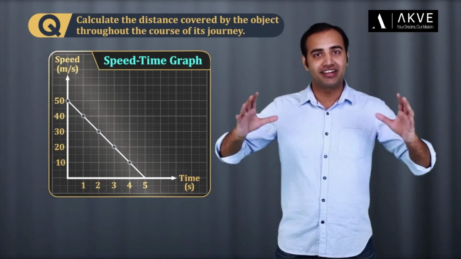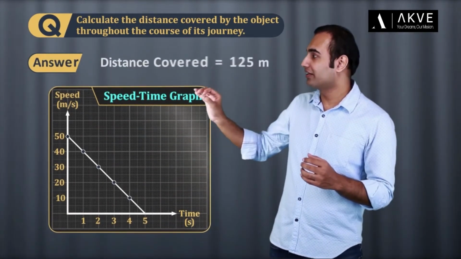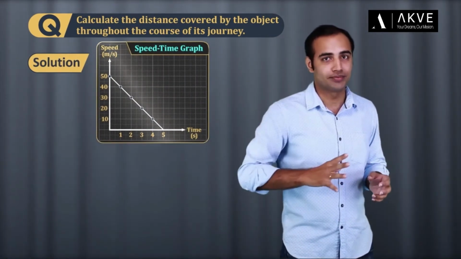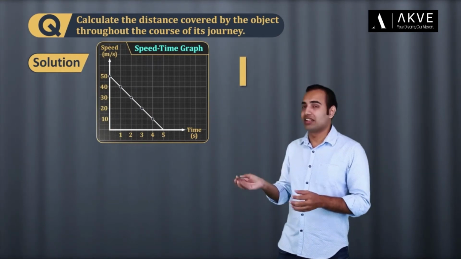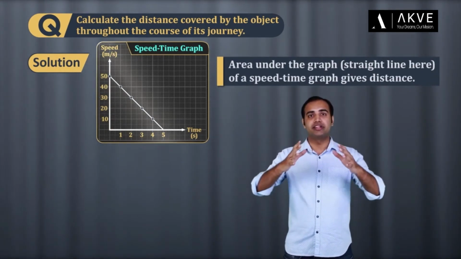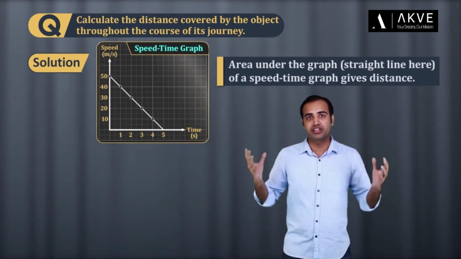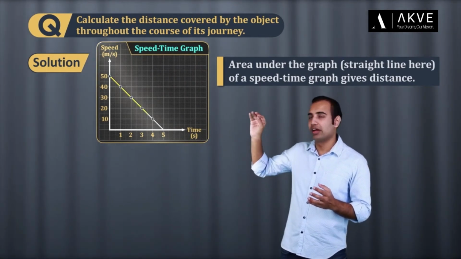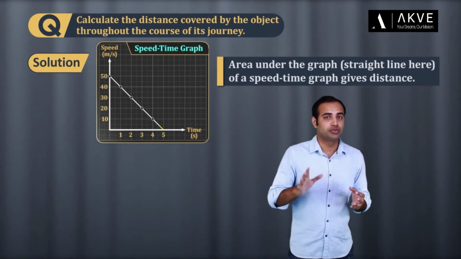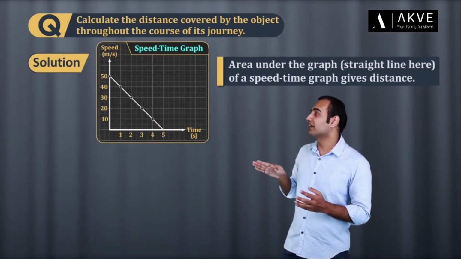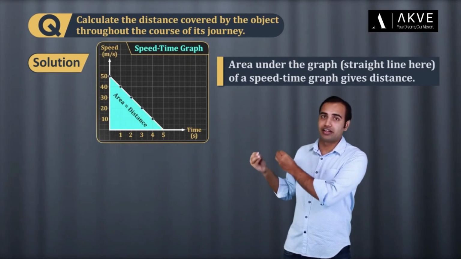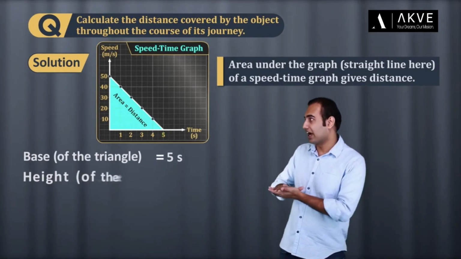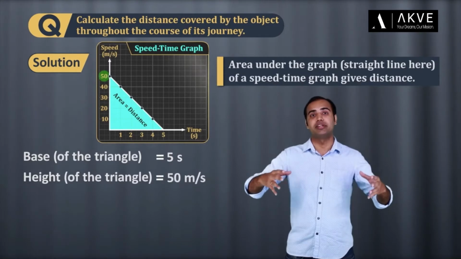So guys, the right answer to this question is 125 meters, and the method to solve it is also very easy. You see, we just discussed that the area under the curve in a speed time graph gives us the value of distance. Over here, we have a straight line that starts all the way to the top and comes all the way to the bottom. So the area enclosed under this straight line is basically the triangle that I've highlighted over here. The base of this triangle is 5 seconds and the height of this triangle is 50 meters per second.